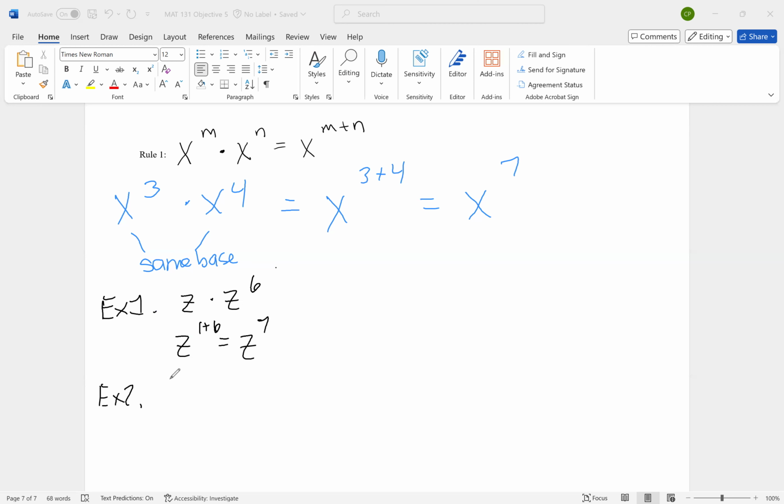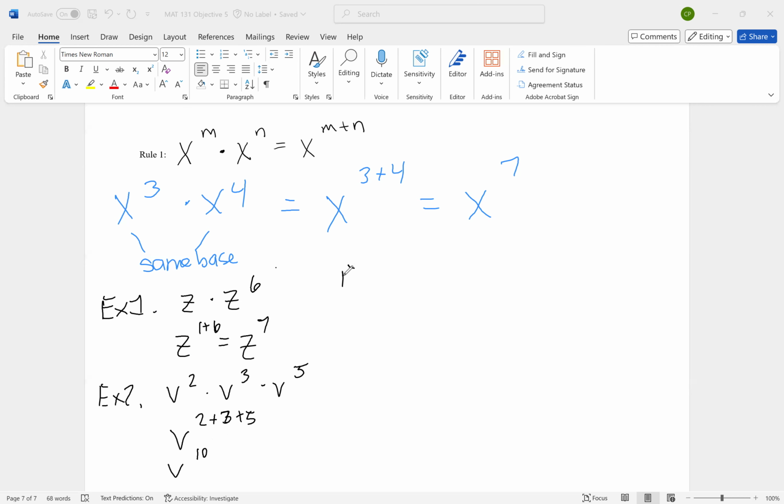For example 2, we can do it with multiple things, okay? But as long as they have that same base, the same base of v, we will just add all of those up, and it will be v to the 10, okay? So that is how that works, okay?